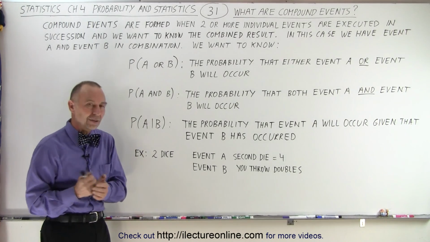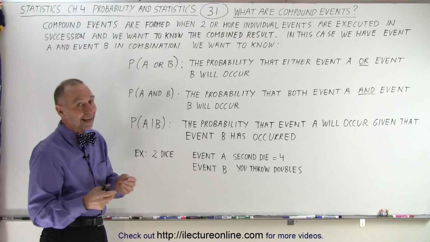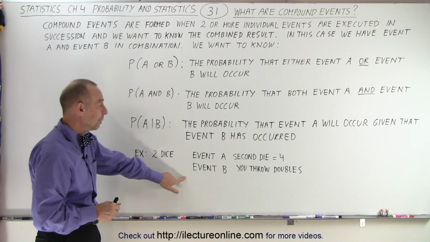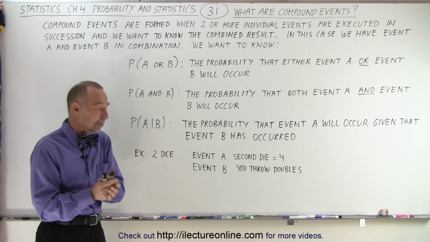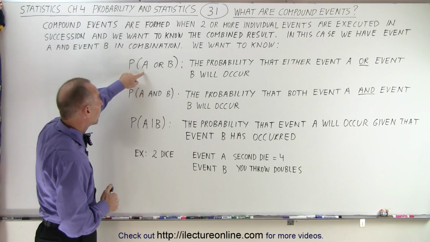Let's say we have two dice, and we throw two dice, and event A is that the second die is equal to a 4. Event B is that both dice together are doubles. So let's look at the three examples.